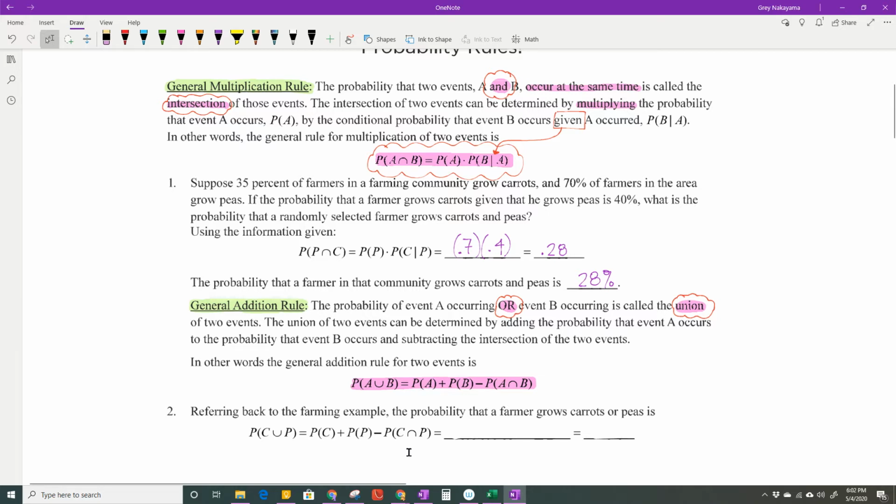And as I just said, y'all, the probability of carrots and peas is the same as the probability of peas and carrots. So that number is what we're going to use right here. So the probability of carrots is 0.35. The probability of peas is 0.7, and the probability of both is 0.28. So when you simplify that, you get 0.77.